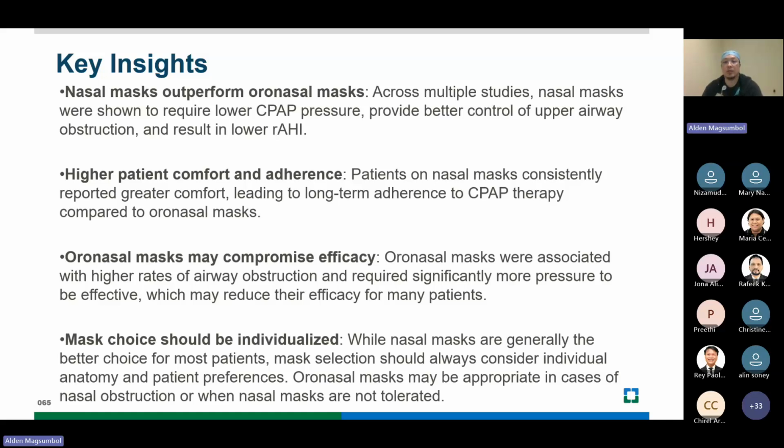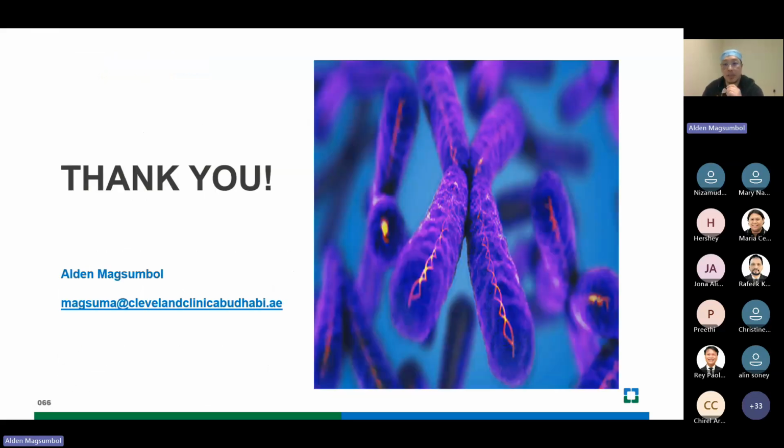Mask choice should be individualized. While nasal masks are generally the better choice for most patients, mask selection should always consider individual anatomy and patient preferences. An oronasal mask may be appropriate in cases of nasal obstruction or when nasal masks are not tolerated.